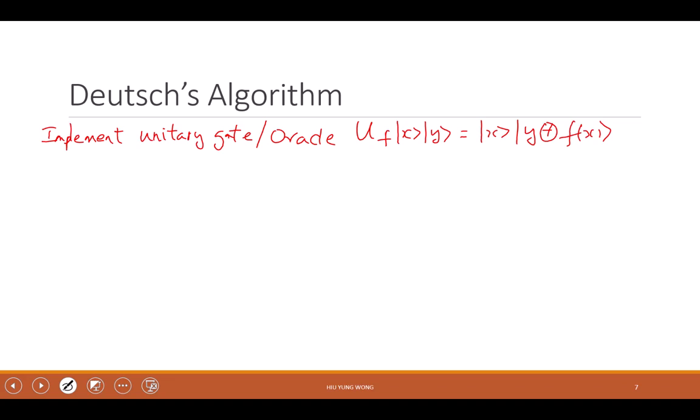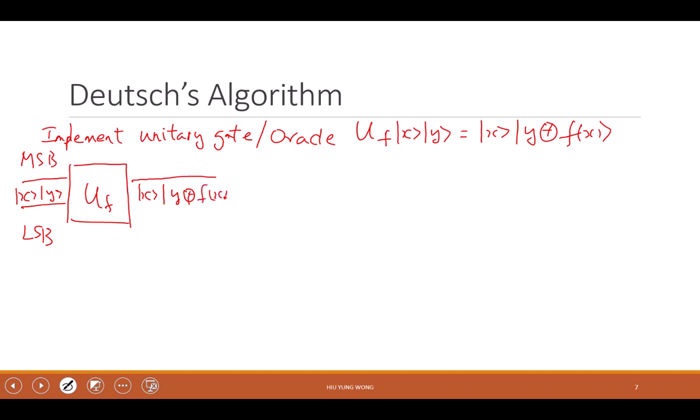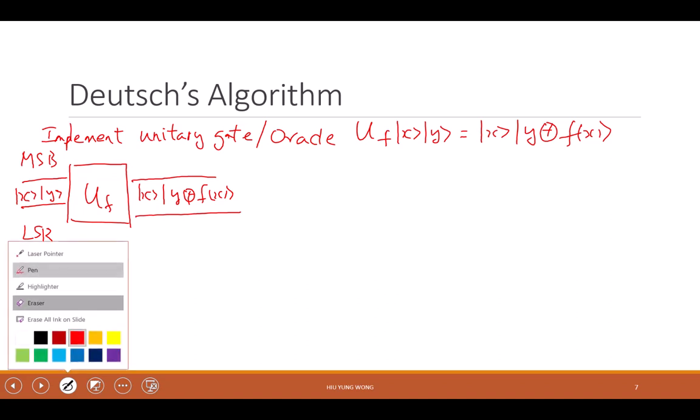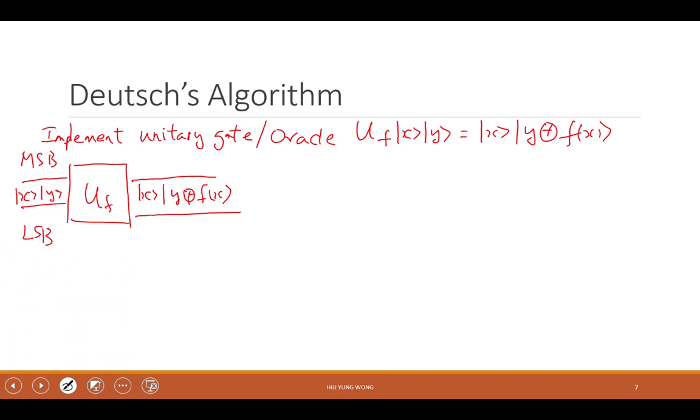So let me draw this again. If this is UF, and let's say now I put the top as MSB, right? If you implement it in IBMQ, it will be swapped. And then I have top and bottom. I call this X, Y. When I can factorize them, then of course X is on the top, Y is at the bottom. But because this can be a superposition state in general, I just write it this way. Then your output will be X on the top, and then Y exclusive or F of X. Is this clear? And why do we do this? Just because the smart people came up with this. We just learn it for now. Is this okay?